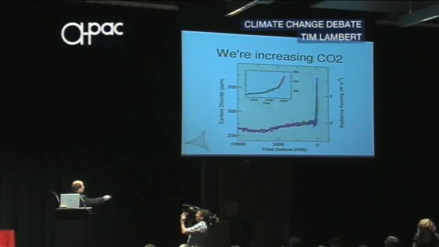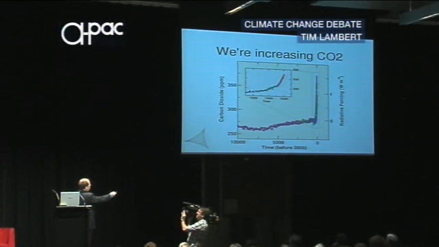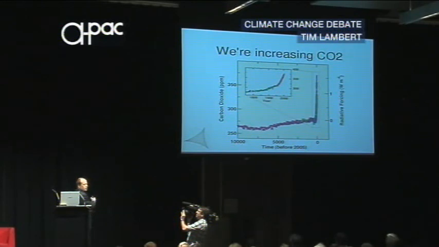So first thing to note is that we're increasing CO2. If you can see here, it went along fairly flat for a while, and about 1950 or 60, CO2 has shot up and increased quite a lot. And that's because of all the fossil fuels we're burning. But the most important thing about this graph is over here on the right.